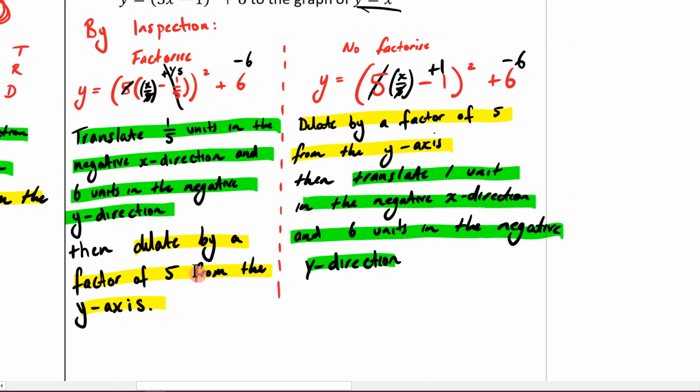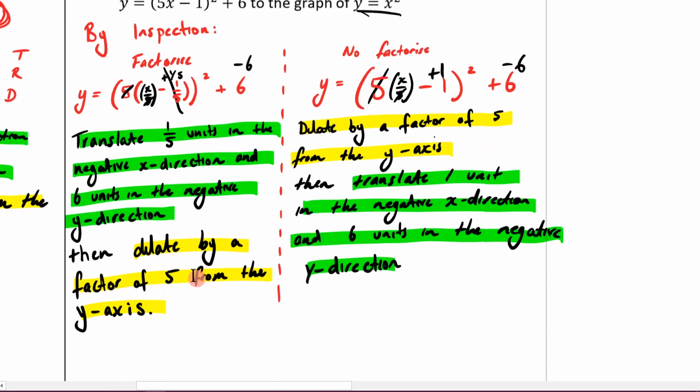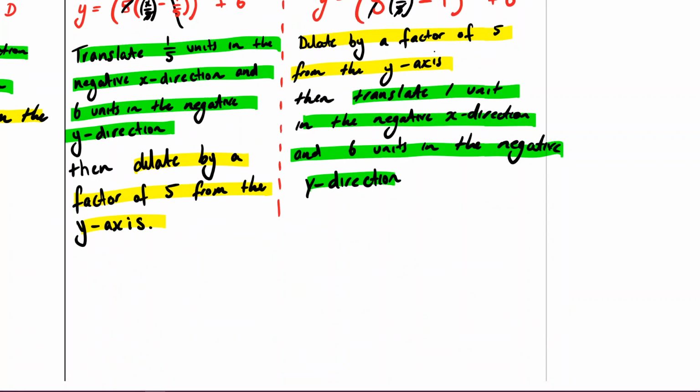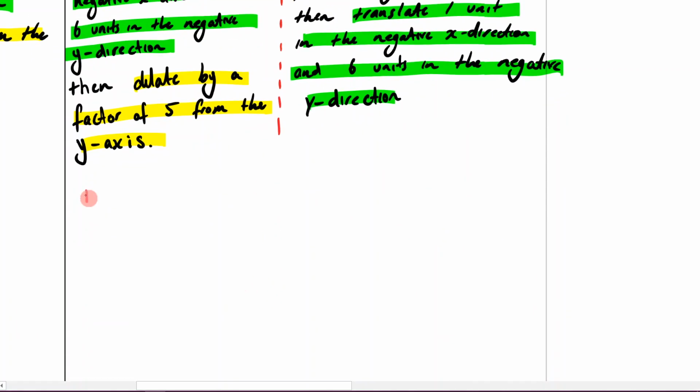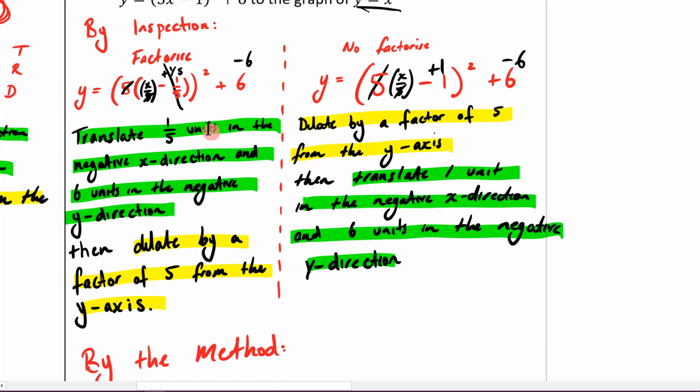I'm almost tempted to pause it here and then start a second video for the next part. Let's be brave. And let's just do it all at once. We're now going to do it by the method. Let's hope I don't say anything or do anything wrong here. By the method. When recording these videos, because the language is so precise, they're very difficult to record because I have to be so precise in what I'm saying.